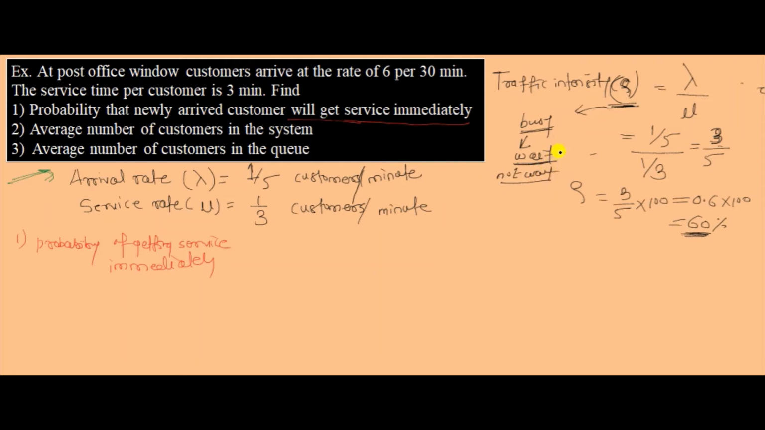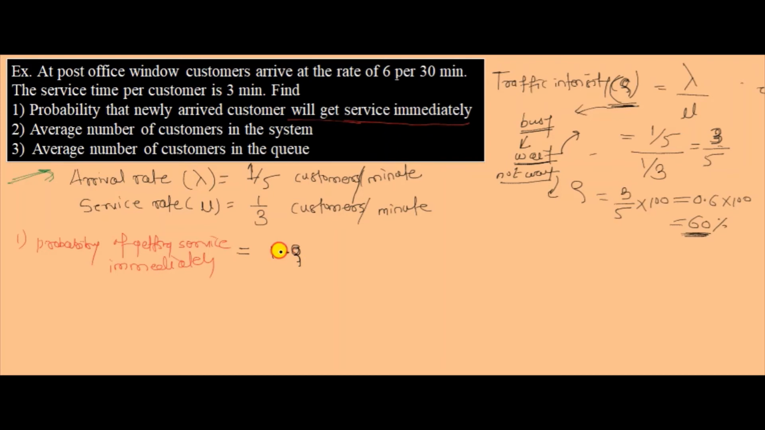If we know the probability of waiting, then to get the probability of not waiting, we just subtract that. We know the probability of waiting is 60%. To get service immediately means we should not have to wait. So if 60% is the busyness, 40% is the probability that the server is empty. So the probability of getting service immediately is 1 minus rho.